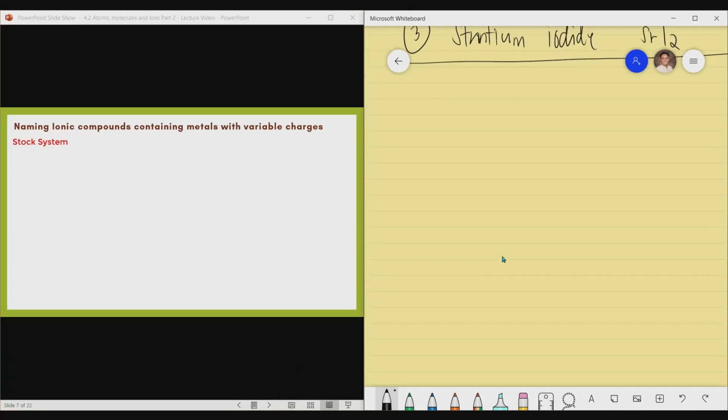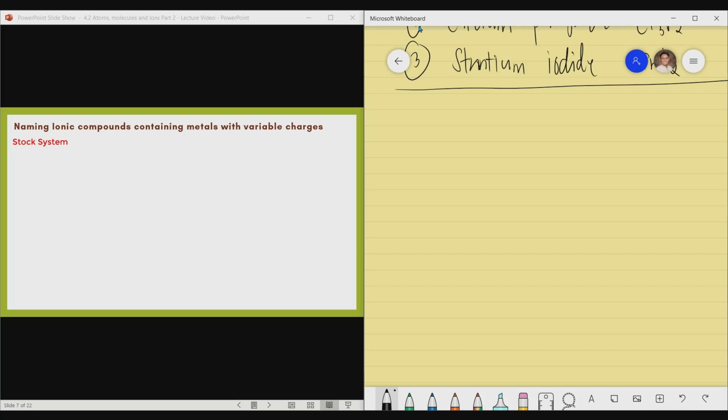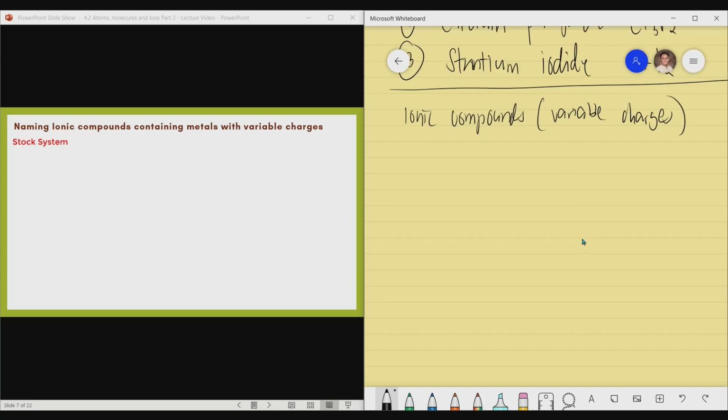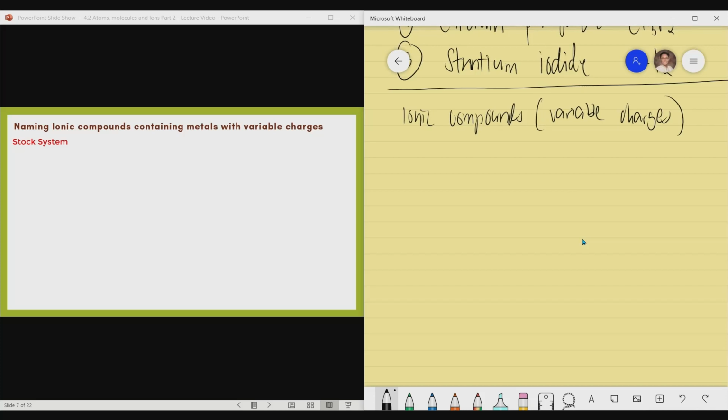Now, let's start. We are now in naming ionic compounds, ionic compounds with variable charges. Okay? Now, there are two ways on how we can name ionic compounds with variable charges or metals with variable charges. The first way is what we call the stock system. Let me first explain what the stock system is.